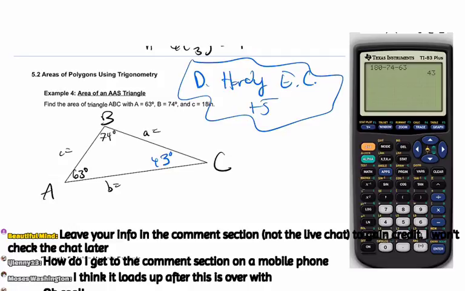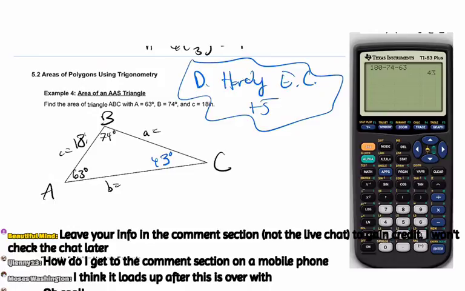So now find the area. So we want 1/2 the base times the height. Let's see, can we find the height? Can't find the height just yet. Can we solve for one side? Can we use the law of sines? Oh, we have that C is 18. 18 inches.